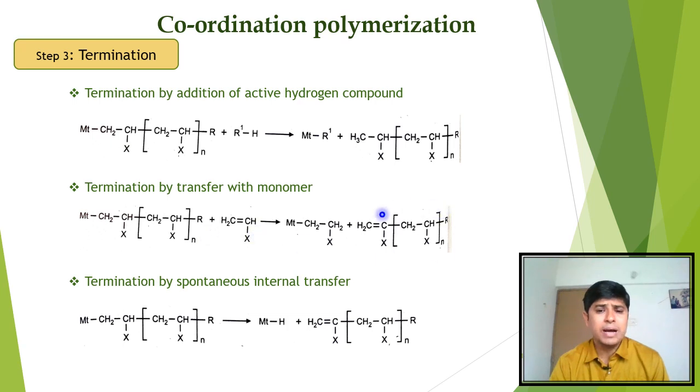Then termination by spontaneous internal transfer. The metal and hydrogen get removed and there is formation of a stable polymer. So these are some termination ways of coordination polymerization.